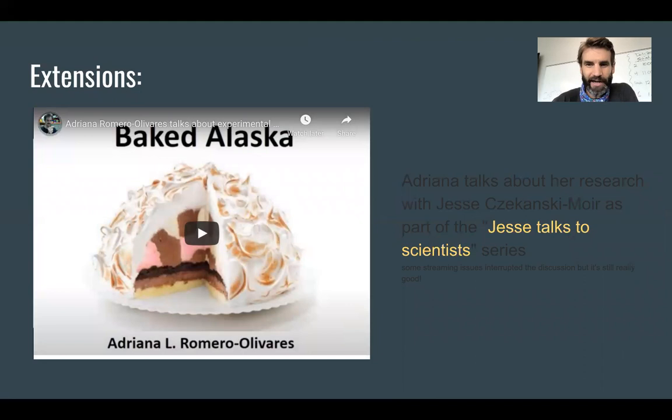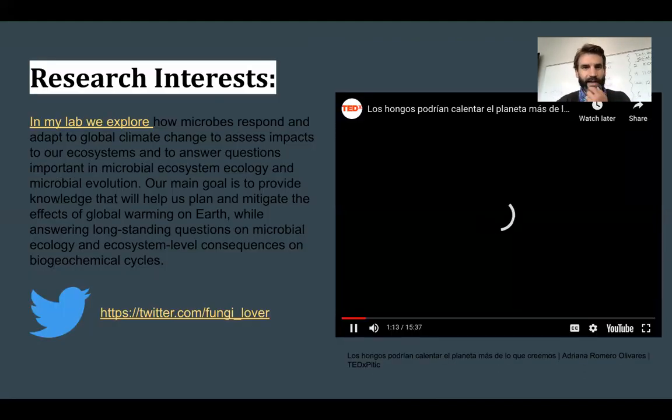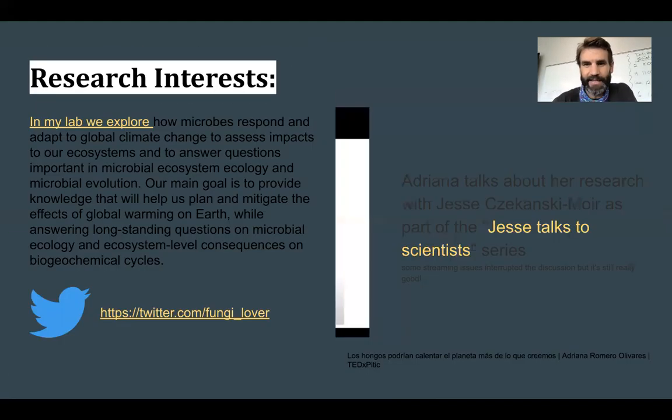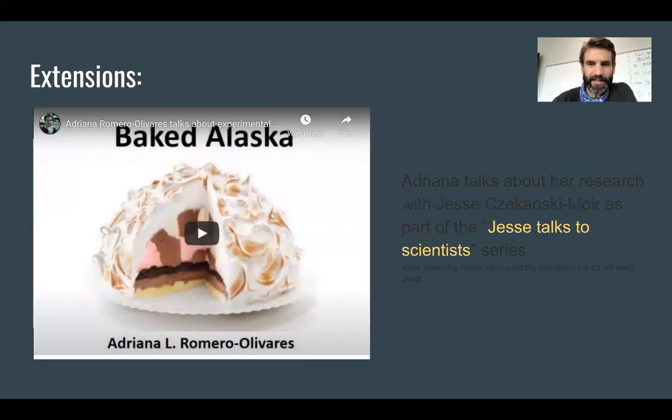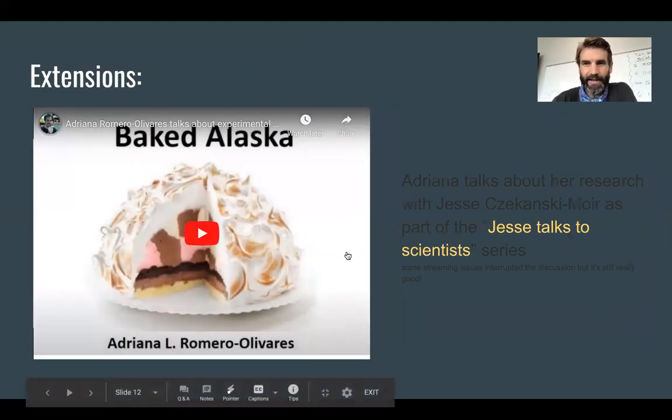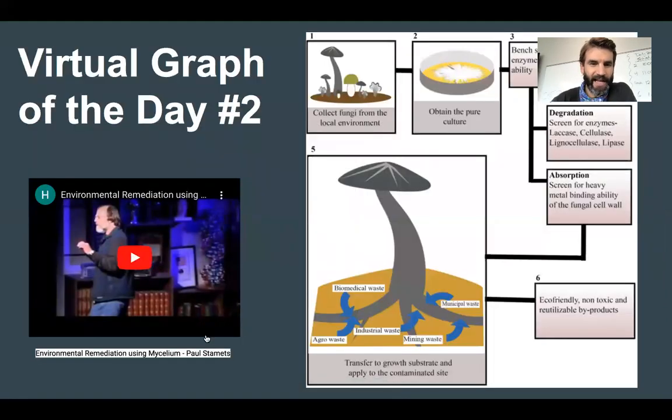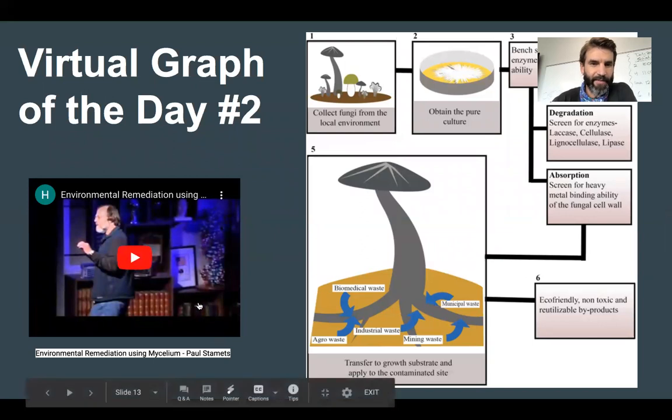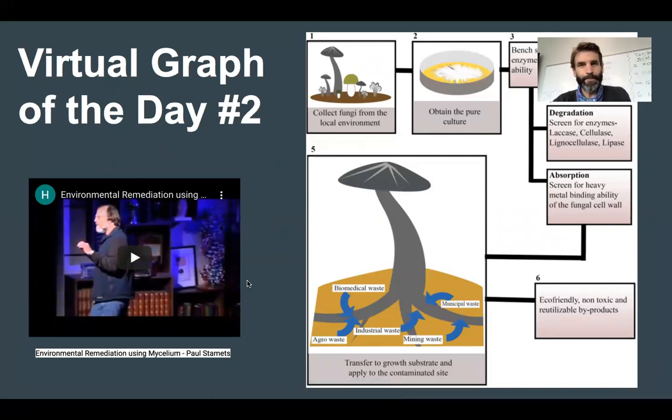We also directed you to another talk where Dr. Romero Olivares spoke with a blogger, and they had a nice conversation. You can learn a little bit more about her work. And we mentioned that another researcher, Dr. Stamets, is looking at how fungus can be used to clean up oil spills. So really related, we talked about these fungus decomposers, how humans are interacting with the environment, and how we can live in it sustainably. And that really led into the content for the day.